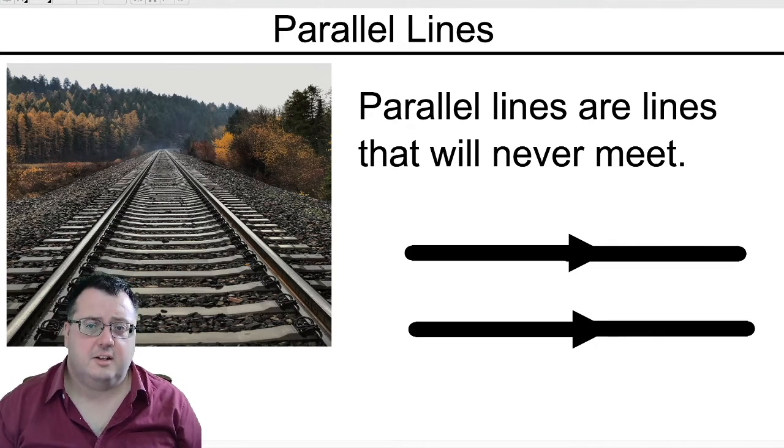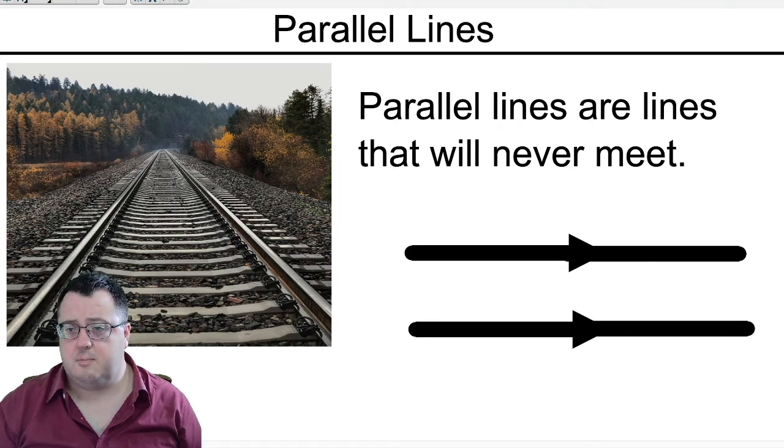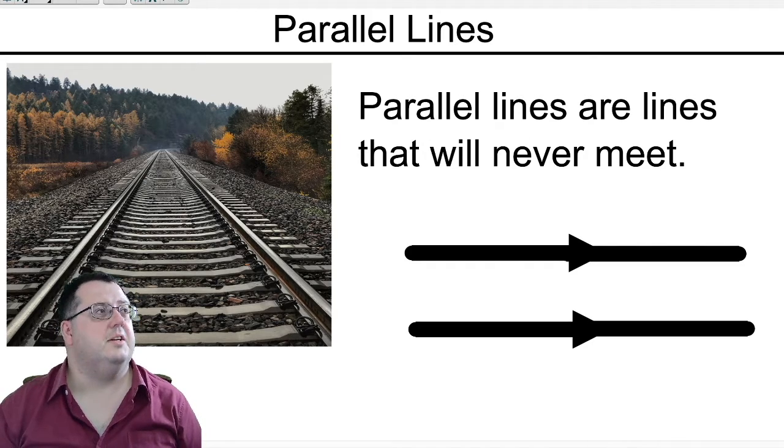Parallel lines are lines that will never meet. So you can see an example there on your screen. We have a set of railway tracks that are going off into the distance. They look as though they meet by the trees in the background, but they actually don't. They remain a constant distance apart, the rails. And it's the same with maths. You've got two lines that will continue forever and will never touch each other. So it's really important to know what parallel lines are.